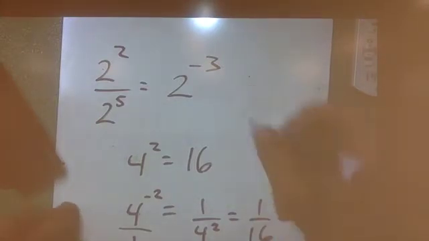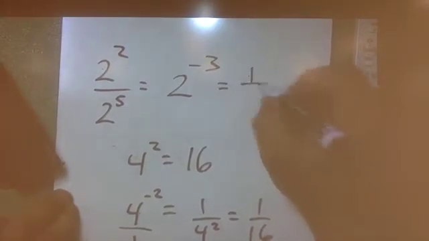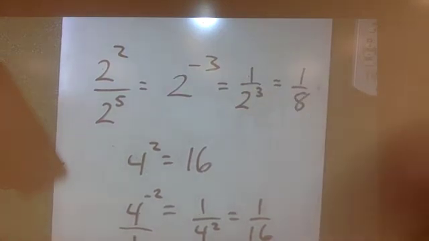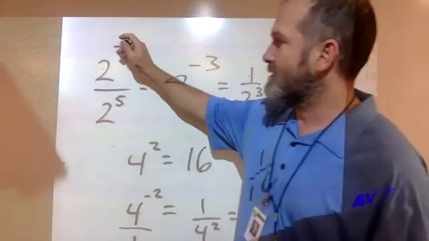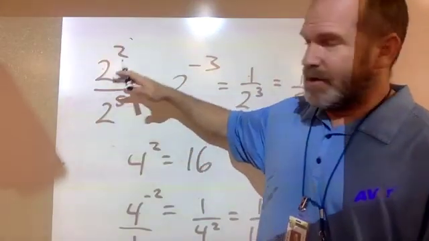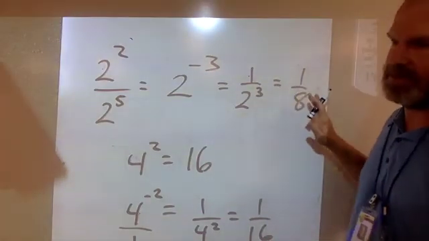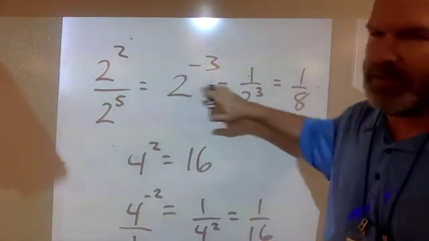So 2 to the negative 3 is the same thing as 1 over 2 to the third power, which is the same thing as 1 over 8. So this is where this gets tricky. If you get this problem on a test, your multiple choices might be any one of these three things. Any one of those three is considered correct. Now, you won't get both of these as choices.